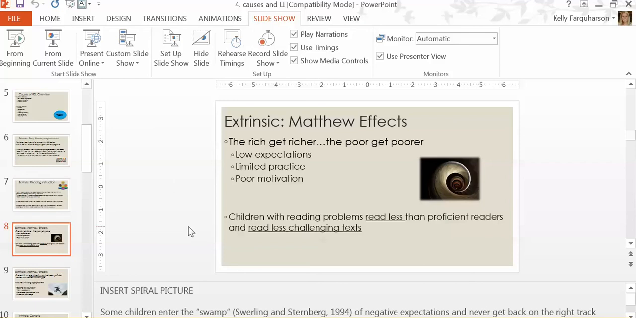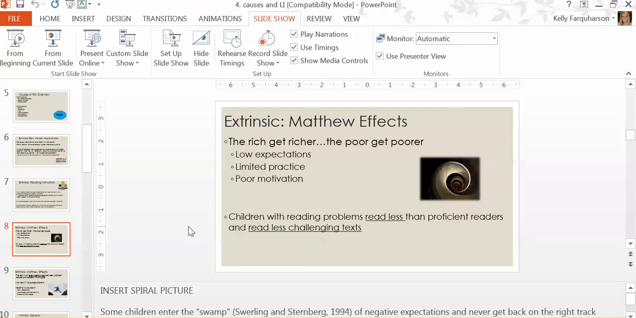Okay, so the third and final extrinsic cause is Matthew effects. Those of you who may be familiar with this, it's a biblical reference: the rich get richer and the poor get poorer. So there's this gap that widens over time.